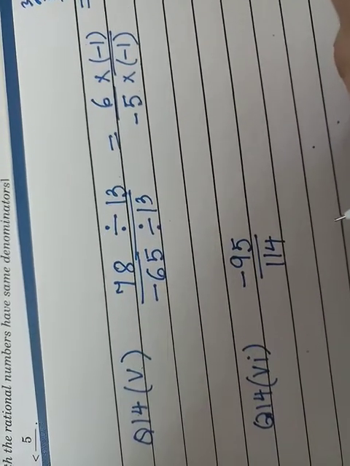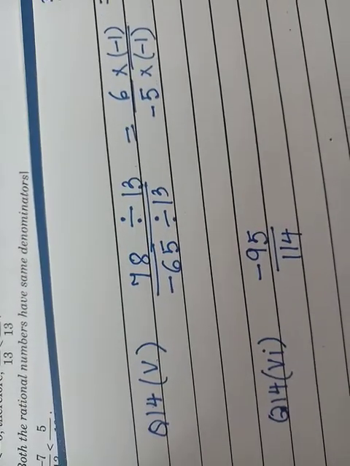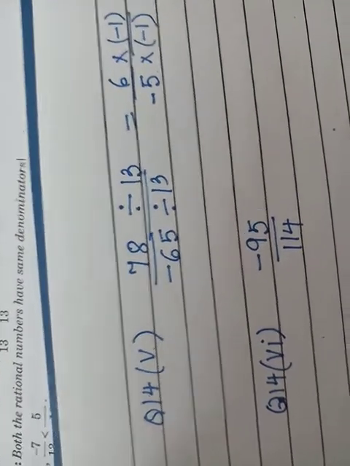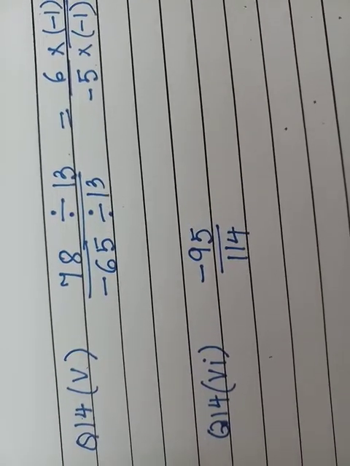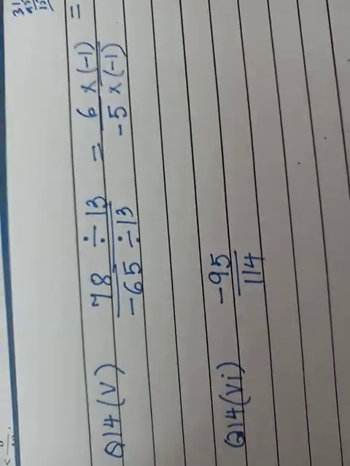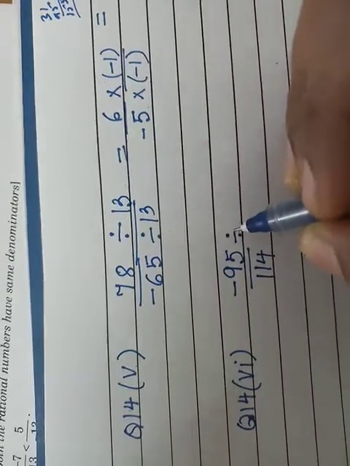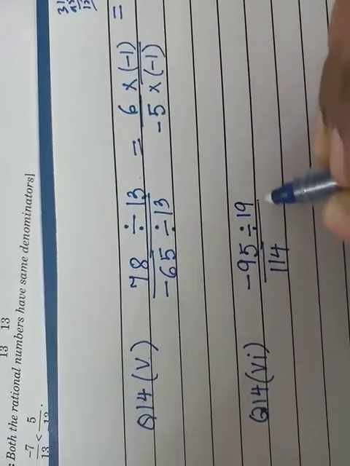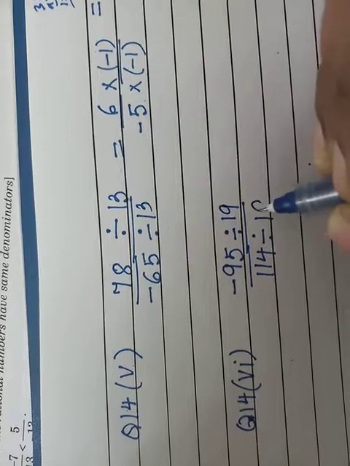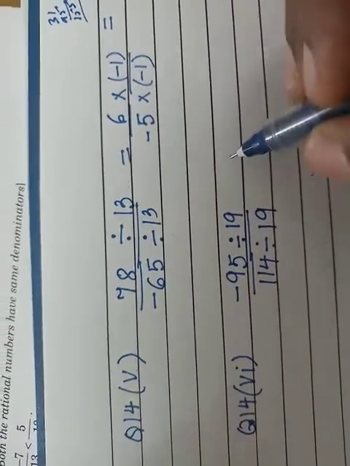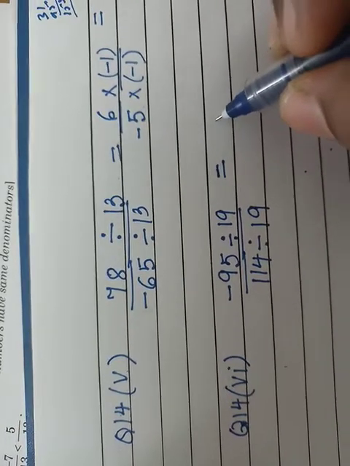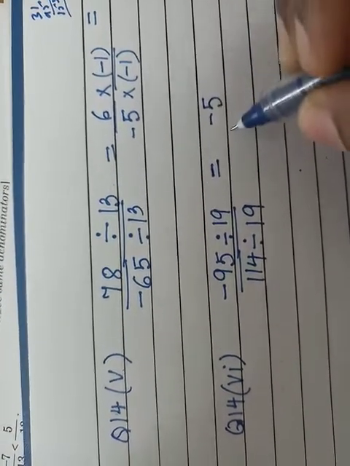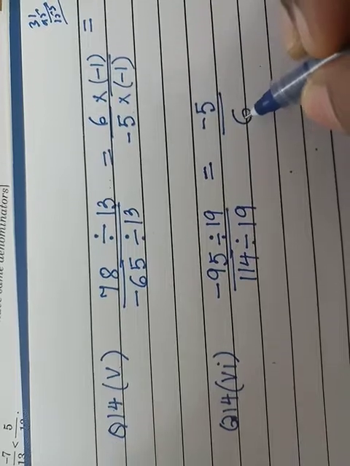So remember 19 fives is 95. That means it is getting cancelled with 19. Then 19, how many times is 114? It is 6 times. So we divide with 19. Both are getting cancelled with 19. Remember the tables, it becomes easy for you to solve. It is 5 times and it is 6 times.